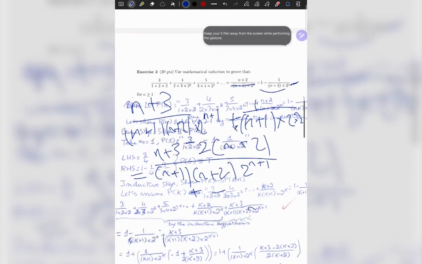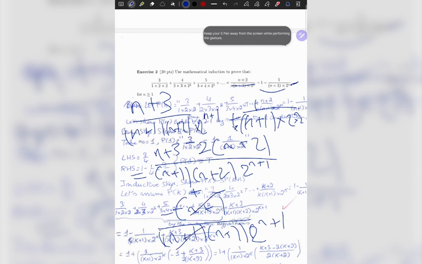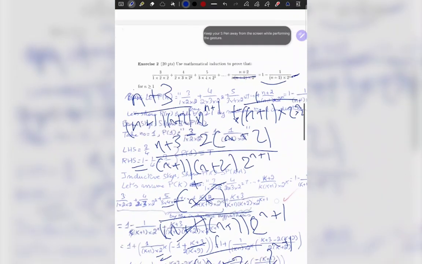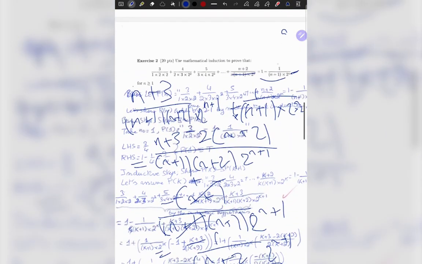So here we have a minus, and then we're going to be left with n plus 3 minus 2n minus 4. So it's minus n plus 1 over n plus 1 into n plus 2 times 2 power n plus 1. Remove these, and then we're left with minus 1 over n plus 2 times 2 power n plus 1. So yeah, that would prove it by induction, because we're going to be left with this same thing, but for n plus 1 instead of n.